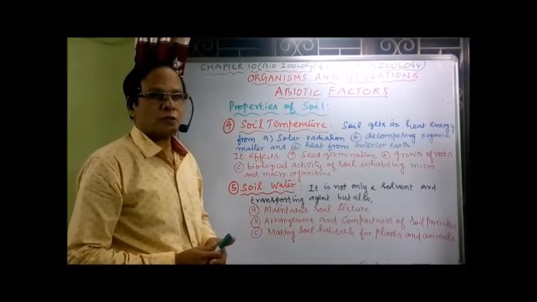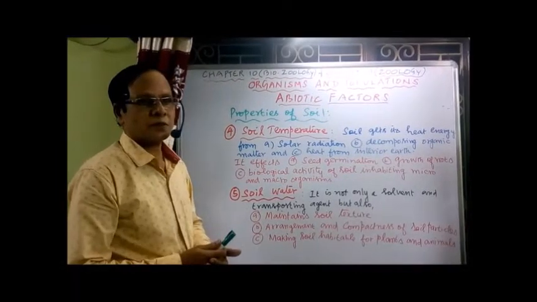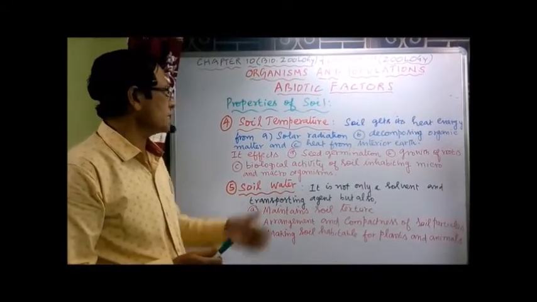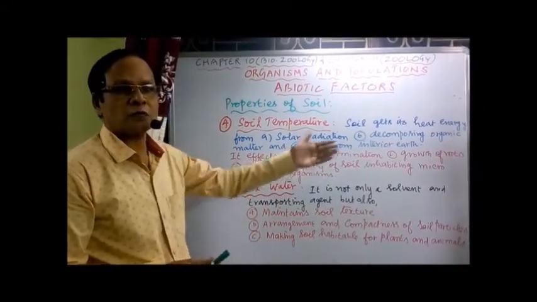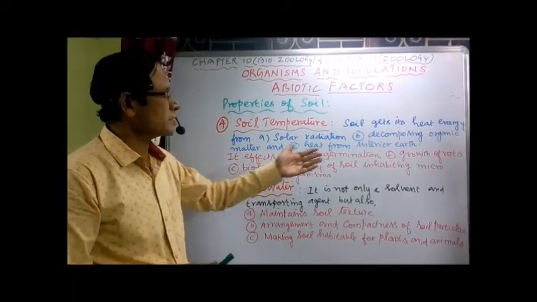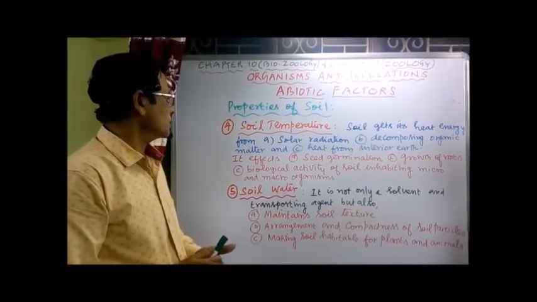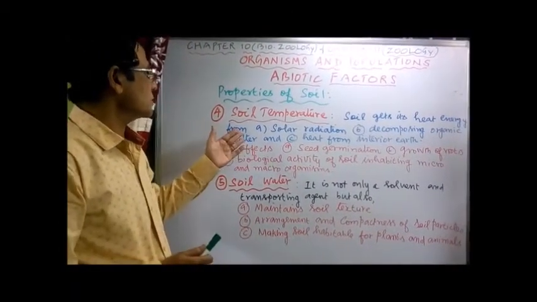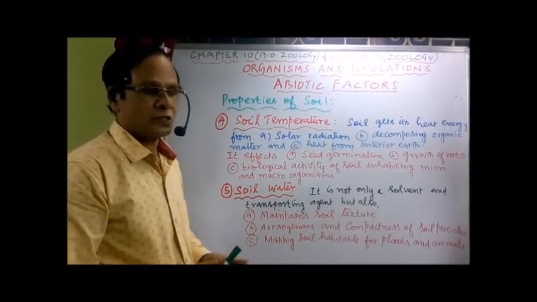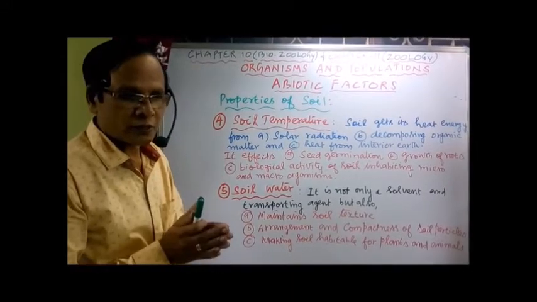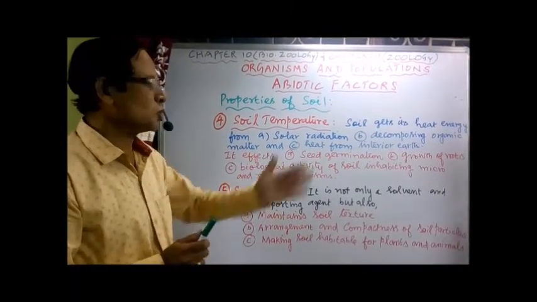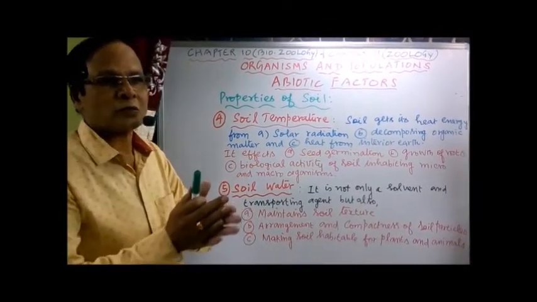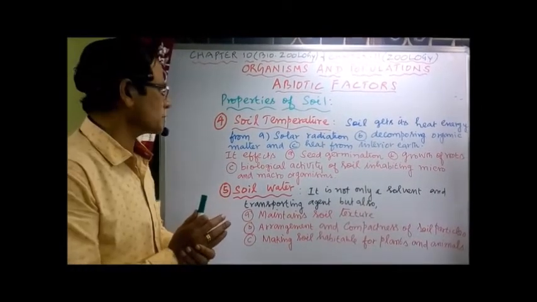Other properties of the soil, there is a 4th one, soil temperature. What is the source of heat energy for the soil? It gets heat energy from solar radiation, decomposing organic matter, or from the interior of the earth. That's the source. What are the effects of temperature on organisms? Soil temperature is responsible for seed germination. Suitable soil temperature is needed for the germination of seeds, the growth of the roots, and the biological activity of soil inhabiting micro and macroorganisms. That's about the effect of soil temperature.